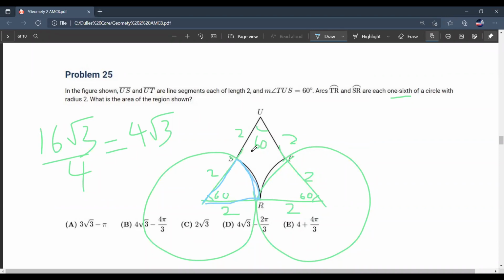Well, that's equal to 1/6 of the circle, right? The area of the circle is pi r squared, that's 4 pi. What's 4 pi over 6? It's this one, and then this one is also 4 pi over 6. That's symmetrical, so 4 pi over 6 times 2 gives us 4 pi over 3. So Andrew is indeed right. It's B. It's 4 root 3 minus 4 pi over 3.